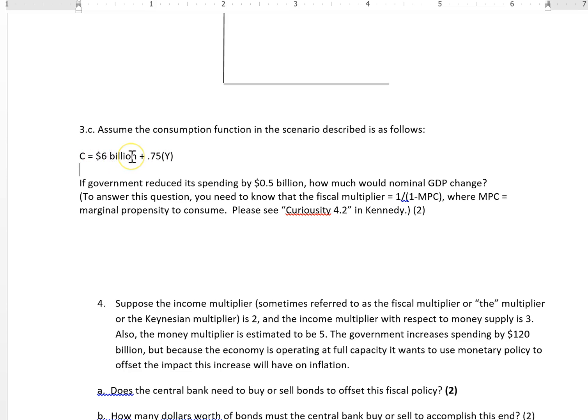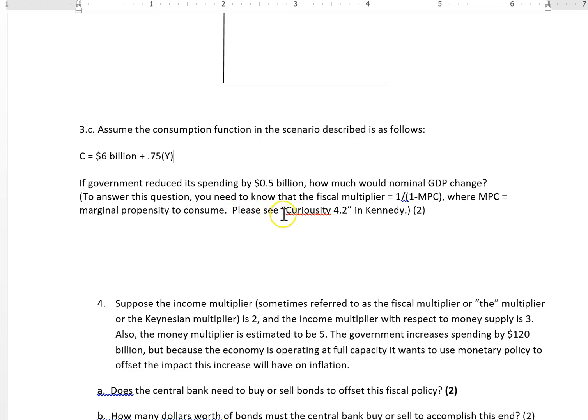And this 6 billion, that's spending not dependent upon income. So what this consumption function will tell us is if you plug in income for Y, multiply by 0.75, add 6 billion, it's going to tell you how much spending is taking place given a certain level of income. So if government reduced its spending by $500 million, how much would nominal GDP change?